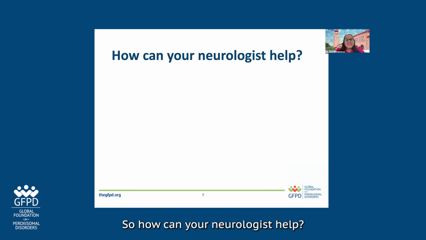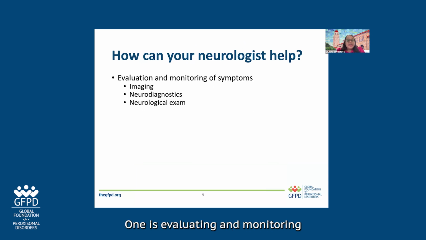So, how can your neurologist help? They can do quite a few things. One is evaluating and monitoring both symptoms that patients have, but also monitoring for new symptoms that might appear later in life.